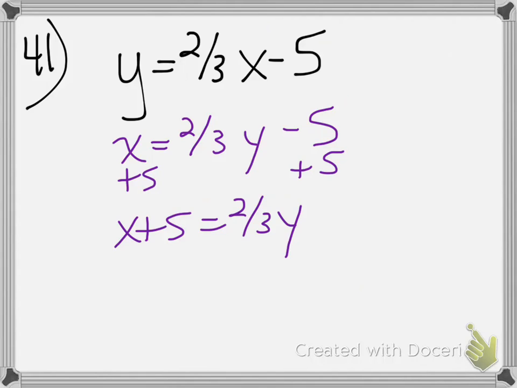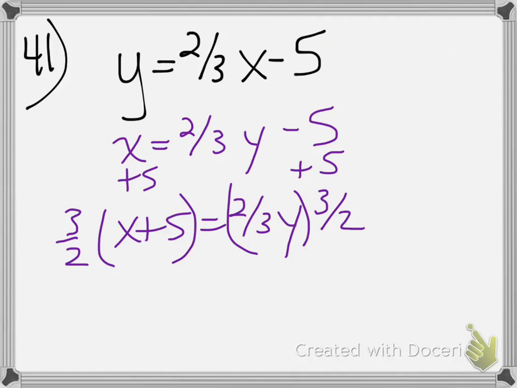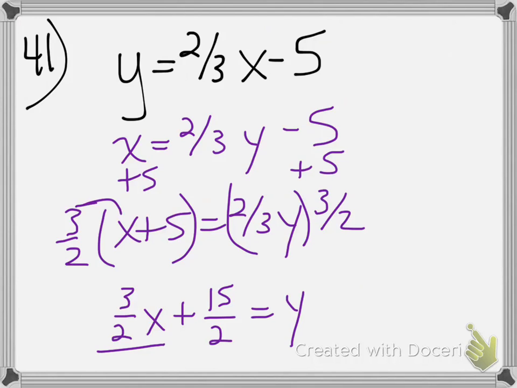And then I have 2/3 y. I need to get rid of the 2/3, so I'm going to multiply by 3 over 2, because 3 over 2 is the reciprocal. So 3 halves x plus 15 halves equals y. The 3 over 2 times x gives me 3 halves x, and 3 over 2 times 5, put the 5 over 1, and you get 15 over 2.